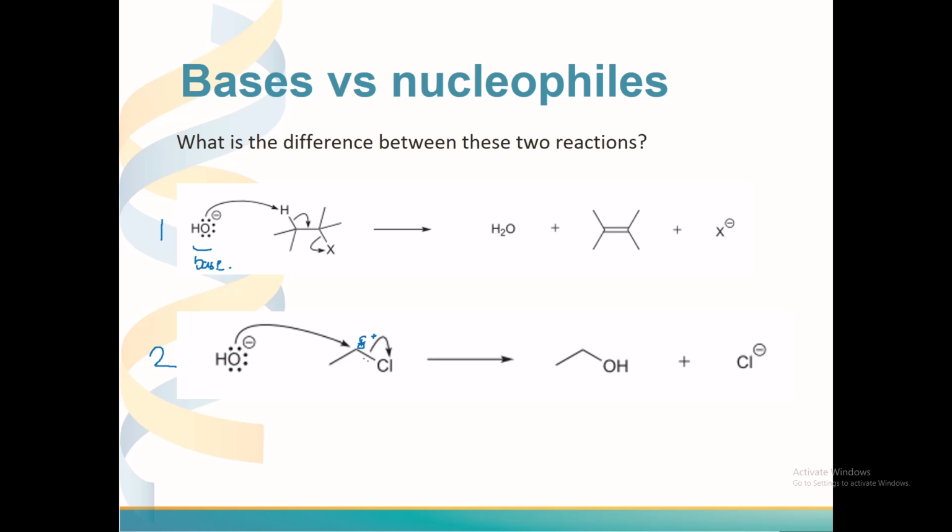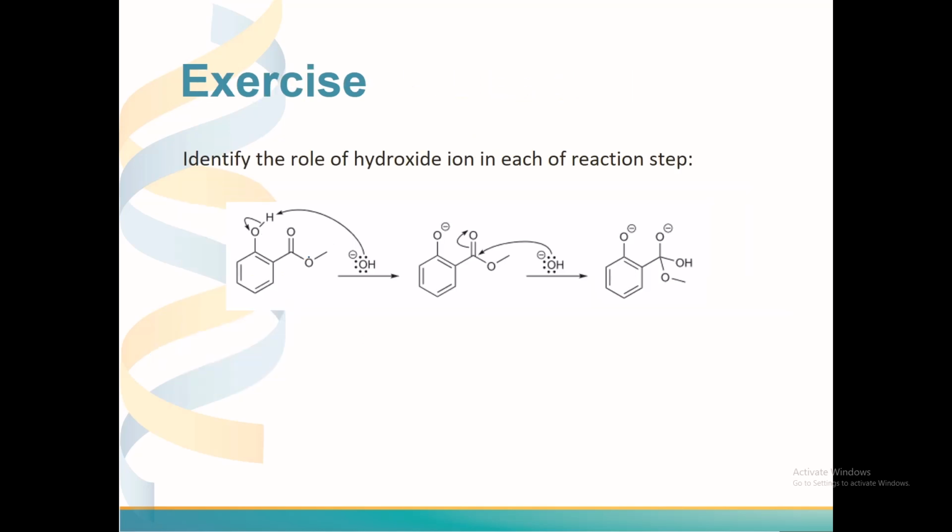So in this case, this hydroxide is the base in reaction number 1, and in reaction number 2, this acts as a nucleophile. Okay, so that's the difference between base and nucleophiles in simple terms. So here's an exercise. Identify the role of hydroxide ion in each reaction step. Please pause the recording and continue after you work on the exercise.